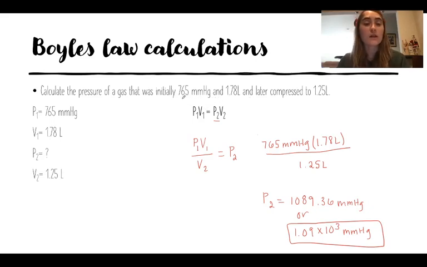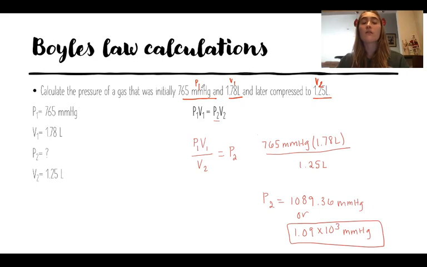So what I would do is I would say, okay, you have a gas that was initially 765 mmHg. Well, mmHg is a pressure unit, so I would immediately call this P1 because they told me it was the initial pressure. And 1.78 liters, that's my initial volume. So I said I have a V1. And later compressed to 1.25 liters. So I now have a V2.